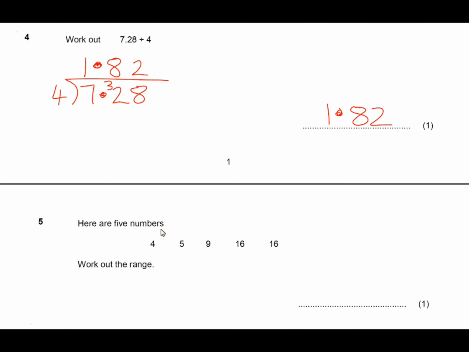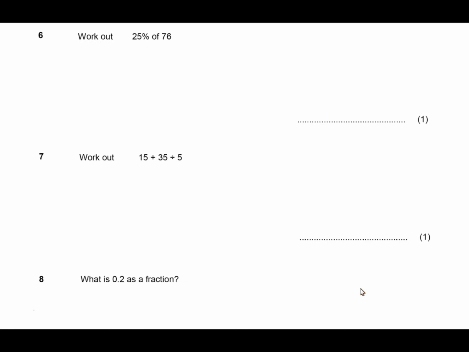Question 5, here are 5 numbers. Work out the range. Well, the range is our biggest number, take away our smallest. So 16, take away 4, leaves us with 12. So 12 for 1 mark.